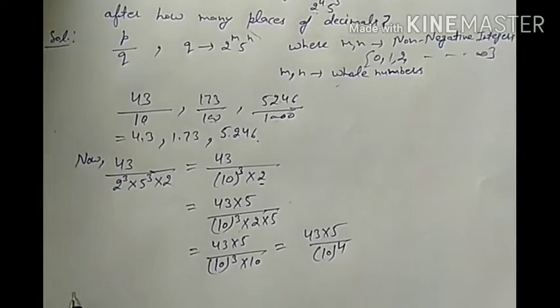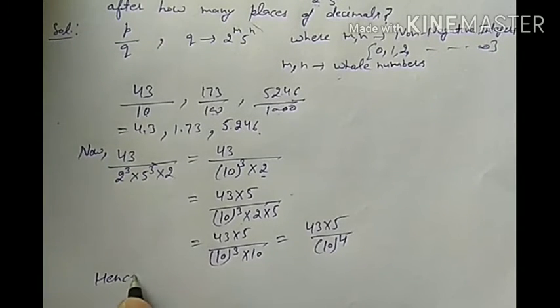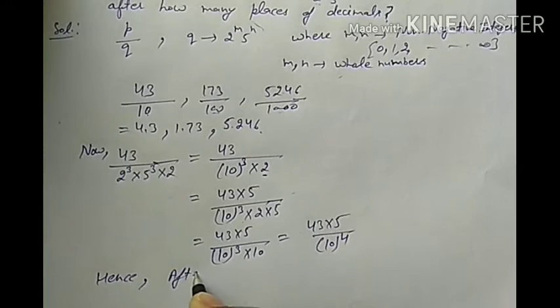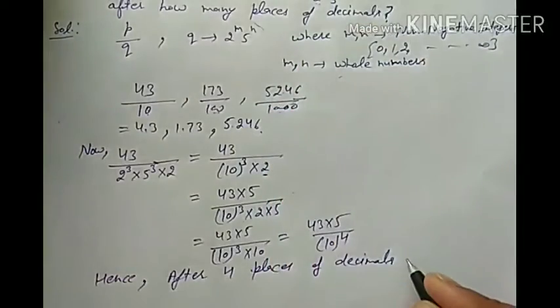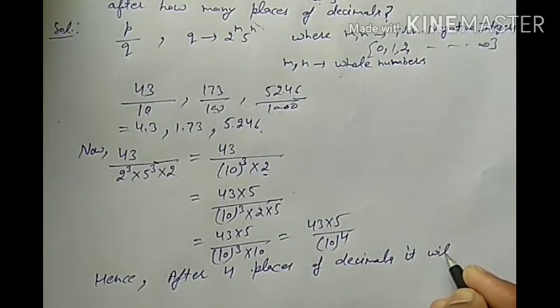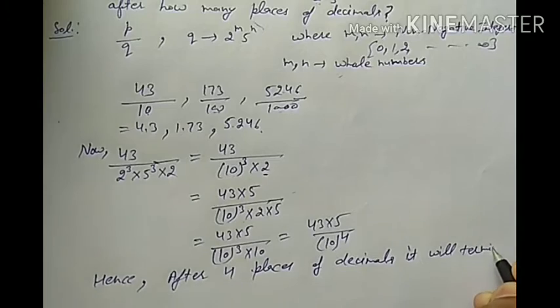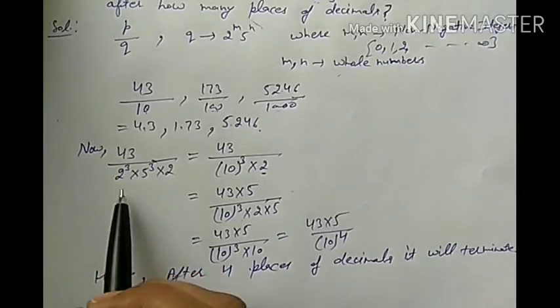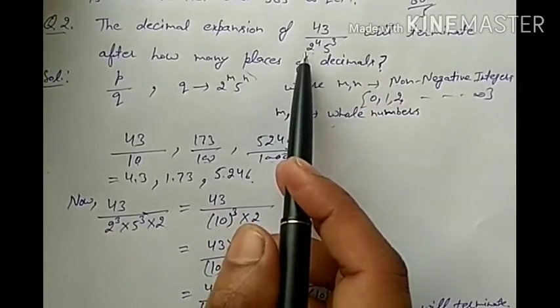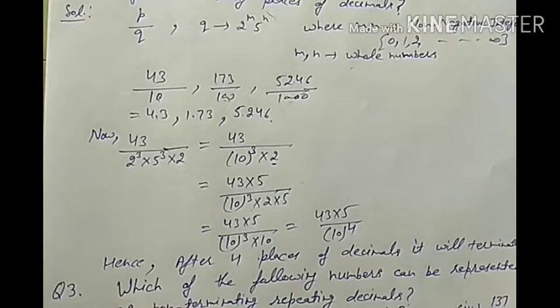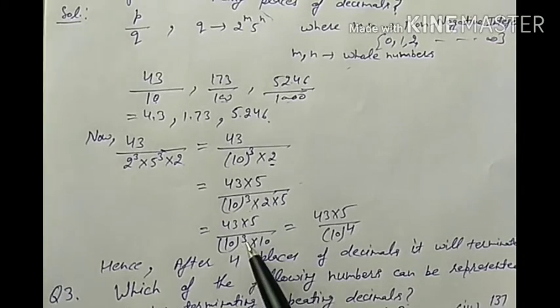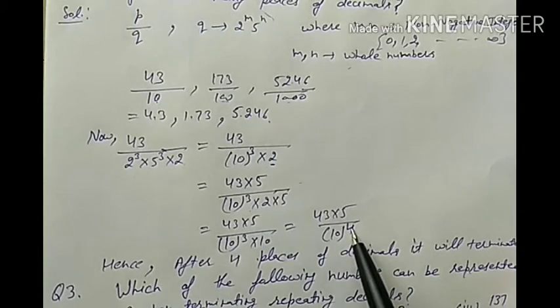Hence, after 4 places of decimals, the given number will terminate. When we find 2 raised to power 4, then we can say directly that it terminates after 4 places of decimal. But it's a very good and proper method to make the denominator a power of 10.